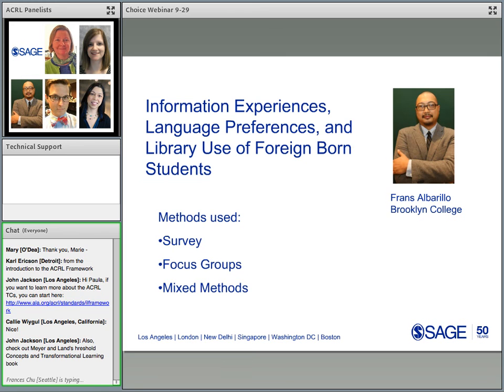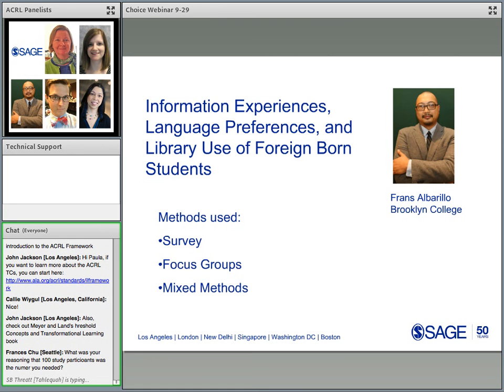I'm happy with it. And of course, now that I've finished my project, I have a very good profile of our foreign-born students as library users. They are multicultural, multilingual, bicultural, and have different language preferences when it comes to information of different kinds: social media, reading for fun, watching movies, and surfing the internet.